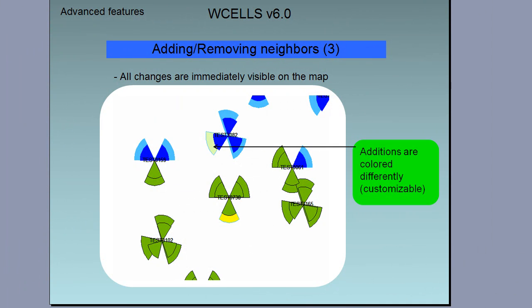Here is how adding a neighbor relation is visualized on the map. Source cell is colored yellow, existing neighbors are colored green, and added neighbor is colored with another version of green. All colors are customizable.